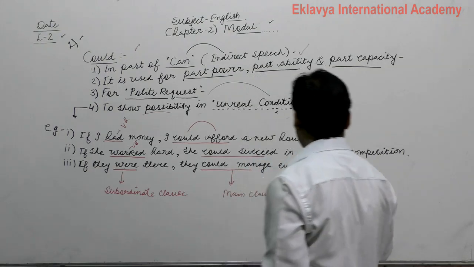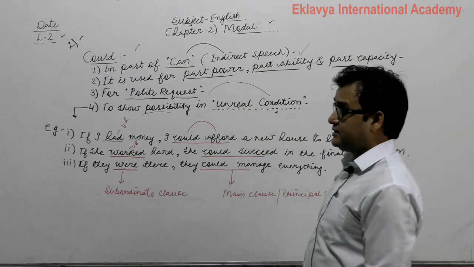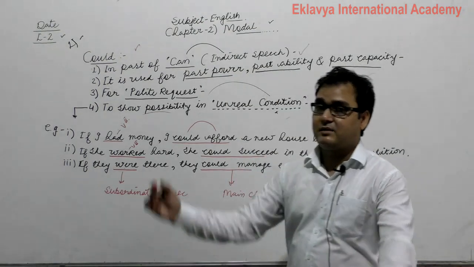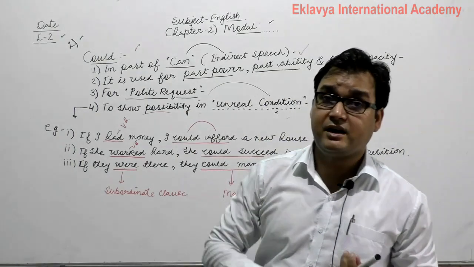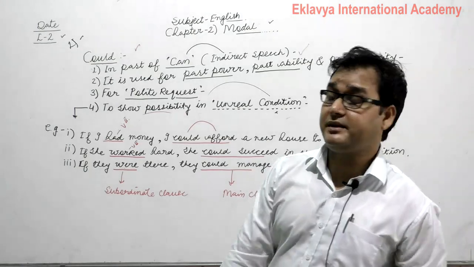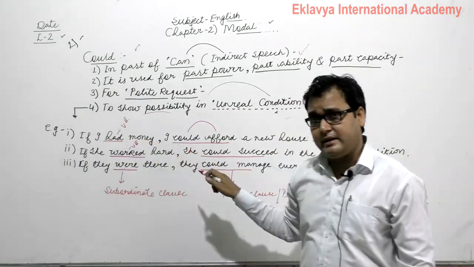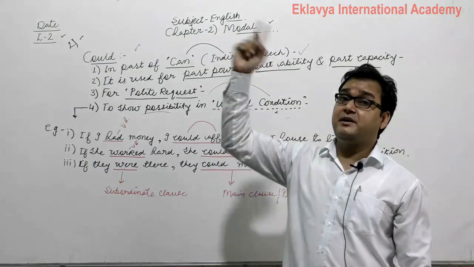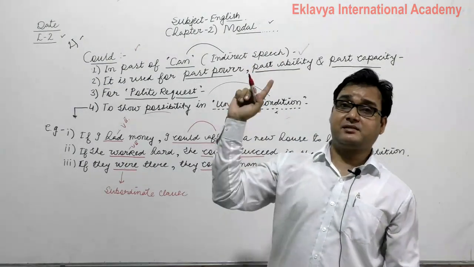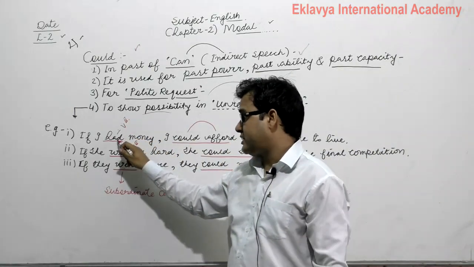Or principal clause. Okay, students, let's take our example. Basically, these examples speak about unreal condition, but don't forget that we'll find out possibility there. If I had money, अगर मेरे पास पैसा होता, if I had money, अगर मेरे पास पैसे होते, speaks about the past, because I have used second form here.